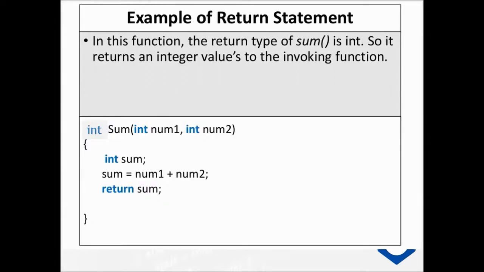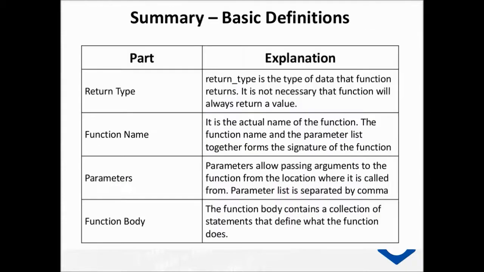In this function, the return type of sum is int, so it returns an integer value to the invoking function. So here is the basic form of the function definition. A function has the following parts: return type, function name, parameters list, and function body.